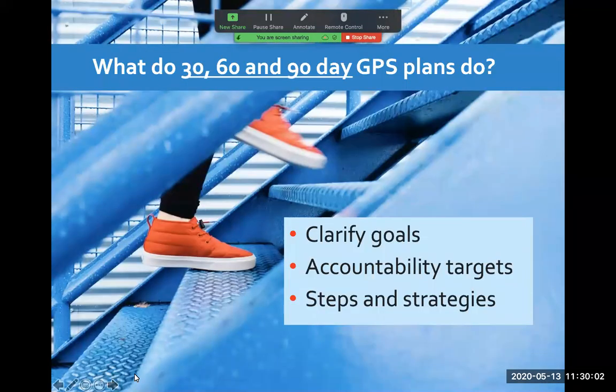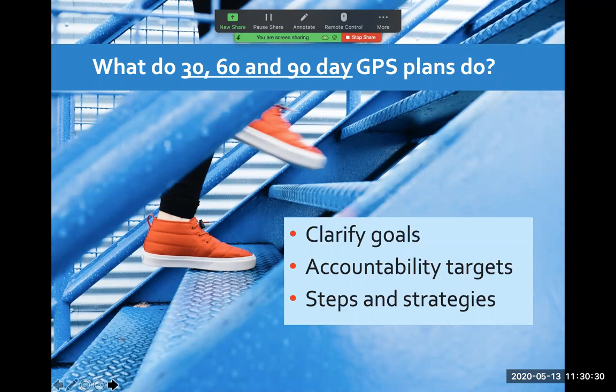And so what I want to encourage you to do is to create these short GPS plans. There's a 30-day plan, a 60-day plan, and a 90-day plan. And within each of those plans, and this could literally be on one piece of paper, you can have all three plans on one piece of paper, so it doesn't have to be overly complicated. I want you to think about clarifying goals and what are the accountability targets or measures that you're going to be tracking? And then what are the specific steps and strategies?